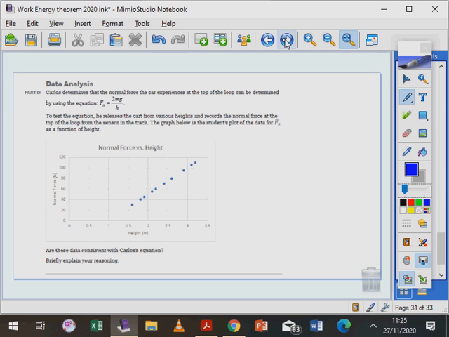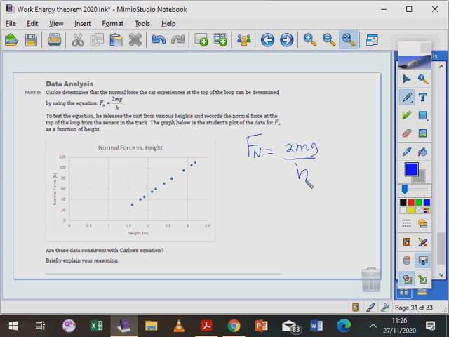Please look. Which one is that in the equation? I will post this video, so please let's pay attention. It's Carlos's equation. Carlos tries to determine that this is the equation for normal force, right? 2mg divided by height. Now, Carlos tests this equation by doing an experiment, and this is the graph he gets.